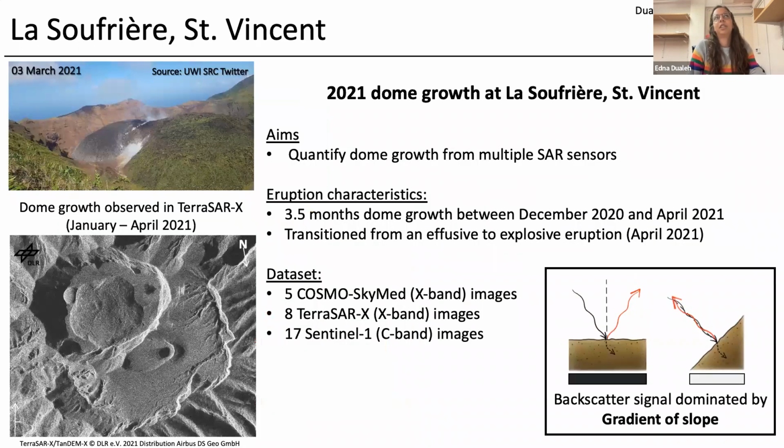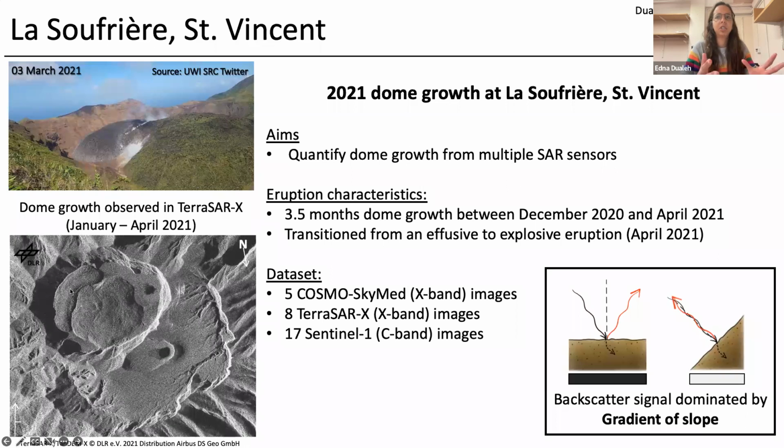So this brings me on to the last case study that we looked at. This was looking at the 3.5 months of dome growth at La Soufrière St. Vincent in 2021. So there was a dome growing there for a couple of months before the eruption transitioned from effusive to explosive. So we wanted to look at the SAR data and see whether we could quantify this dome growth through time.